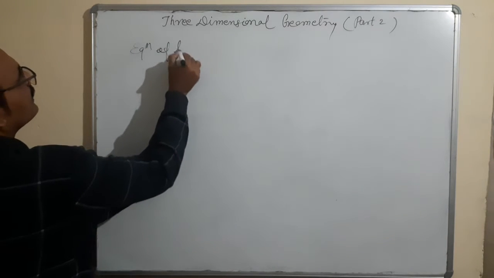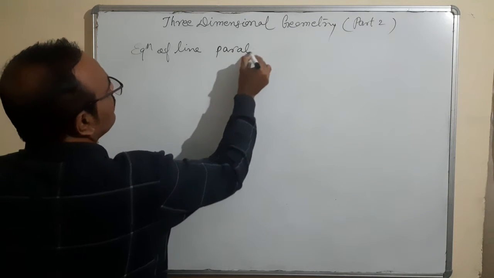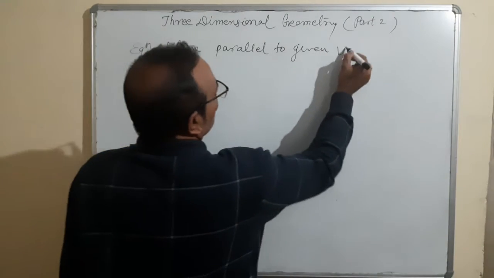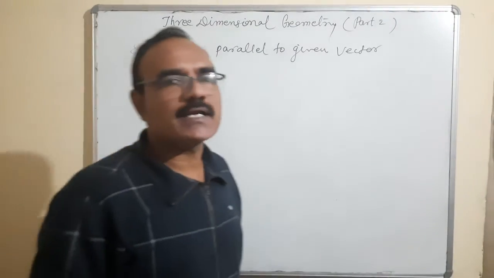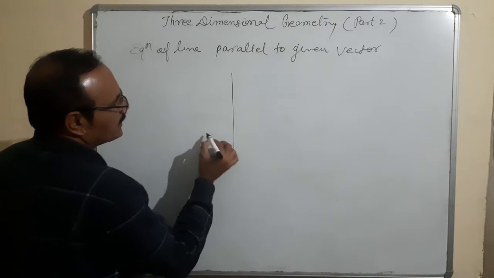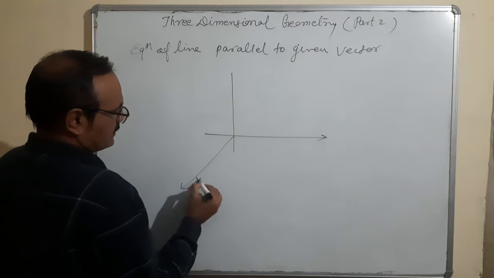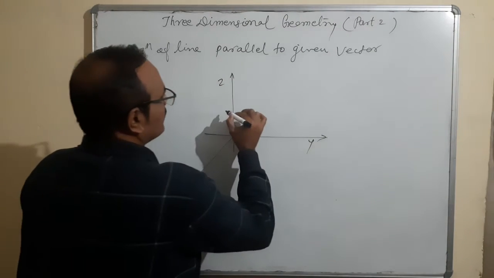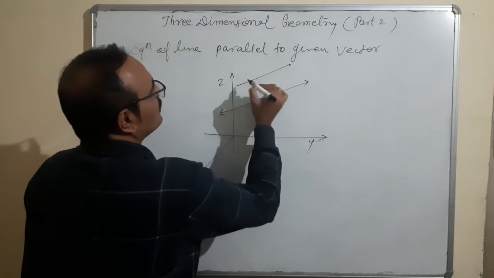Equation of line, parallel to the given vector. What is the equation of this? And we will find both the equations, the vector equation and the Cartesian equation form. Okay, so it's a three-dimensional geometry, as I told you again and again. Three axes here, it is x, y, z. Suppose that is the line, and this line is parallel to the vector.